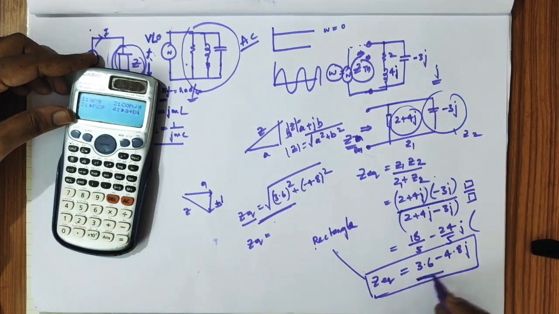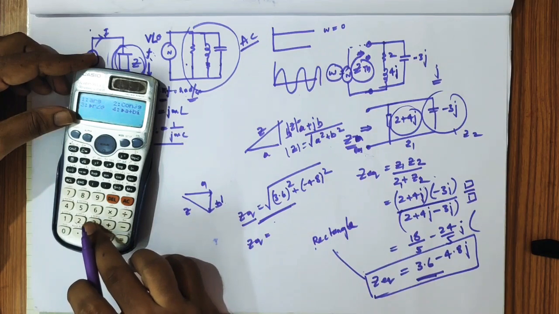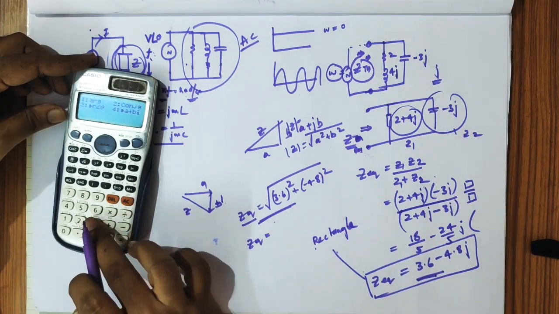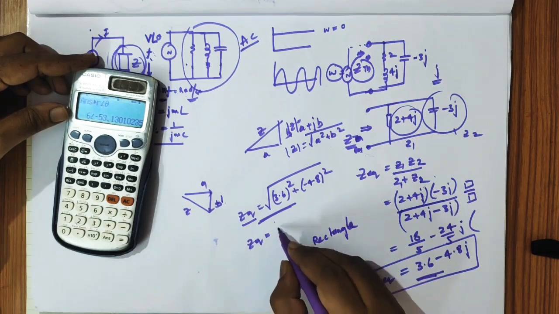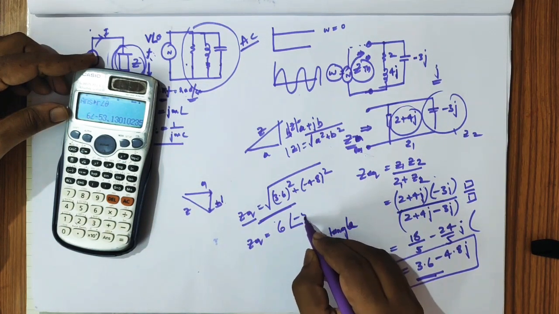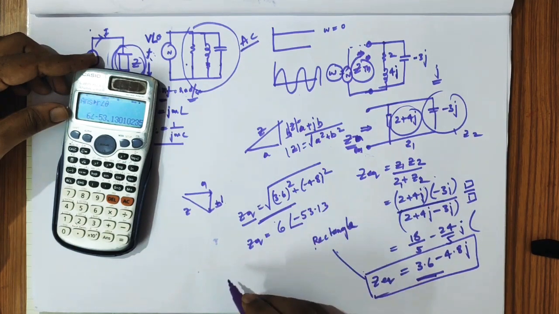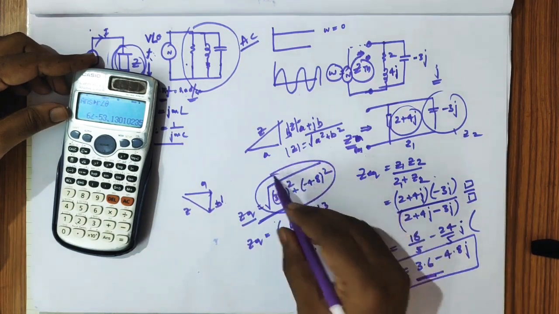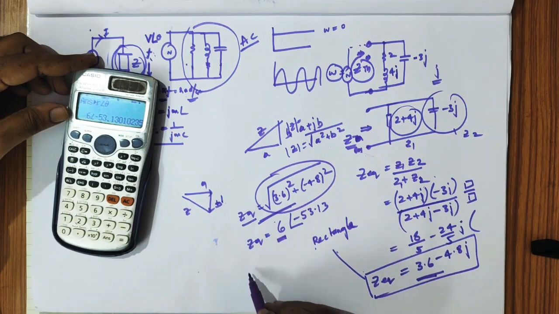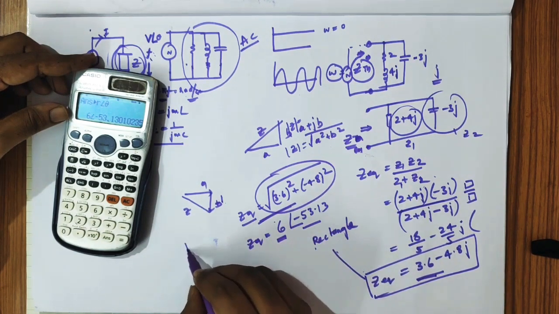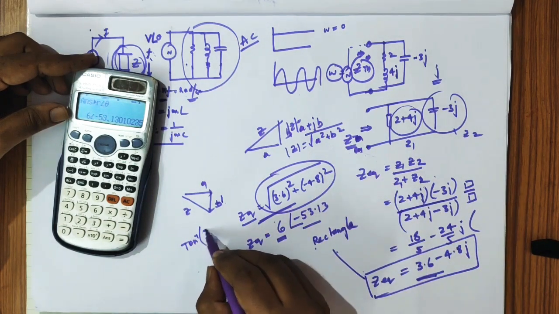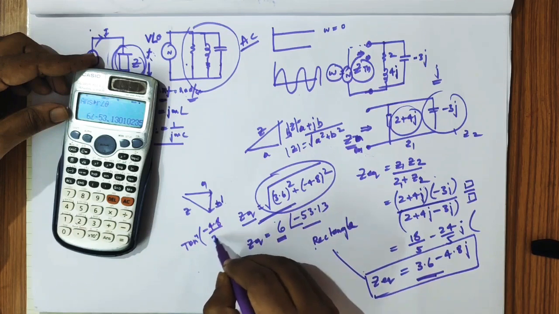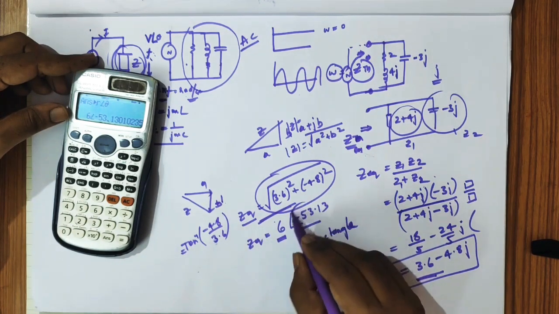So you got the rectangular form, and if you directly want to convert it to polar form, you will just press 3 and you get the equivalent. You get 6 at an angle of 53.13. The magnitude is 6, and to get the angle, it is tan inverse of B by A, that is minus 4.8 by 3.6, and then you will get this angle.